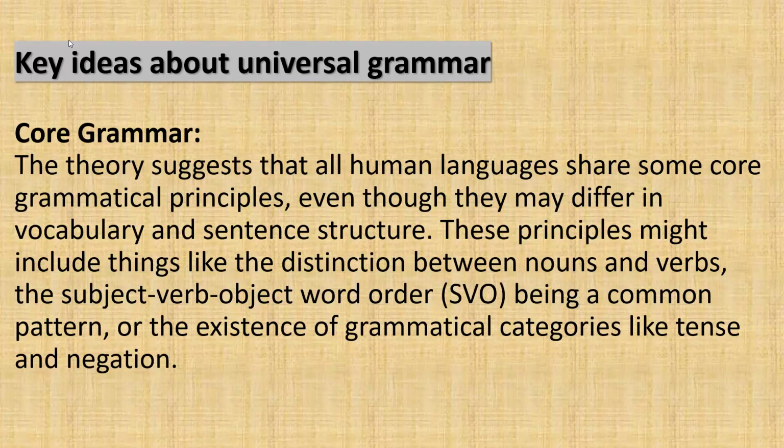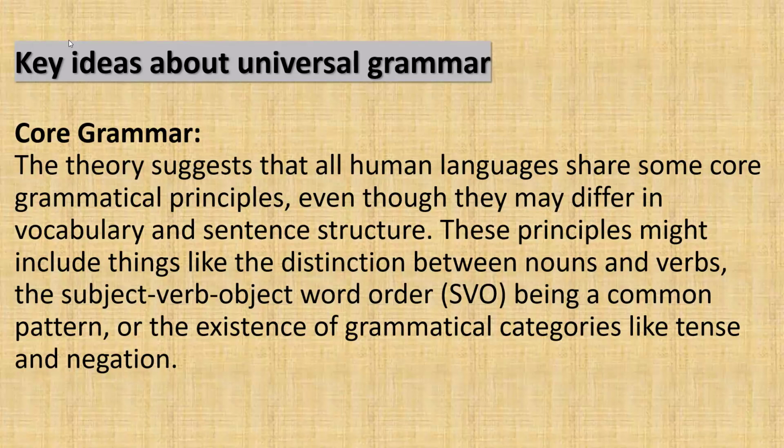These principles might include things like the distinction between nouns and verbs. In all the languages, there are something called nouns, something called verbs. And nouns and verbs are different in any language. The subject, verb, object word order, SVO, that is English, SOV, that is Sinhala, Tamil, being a common pattern, or the existence of grammatical categories like tense and negation.